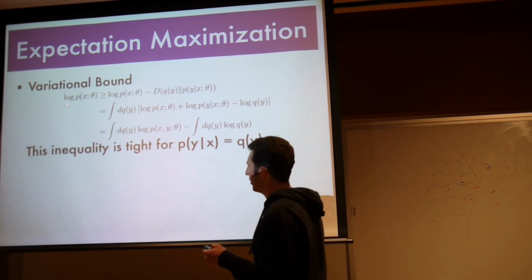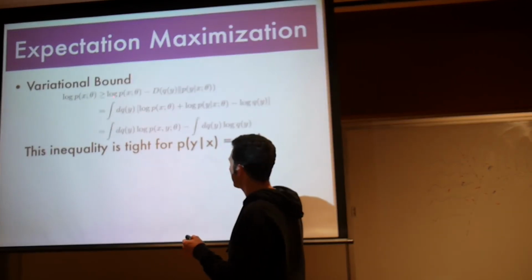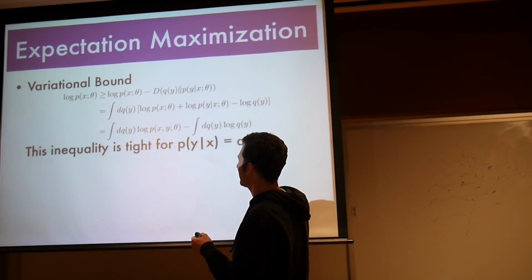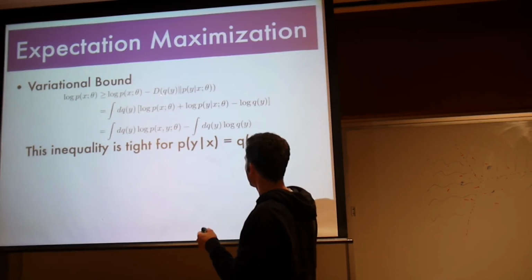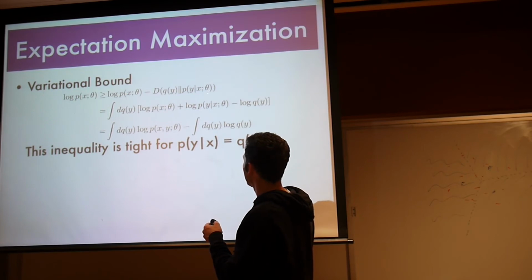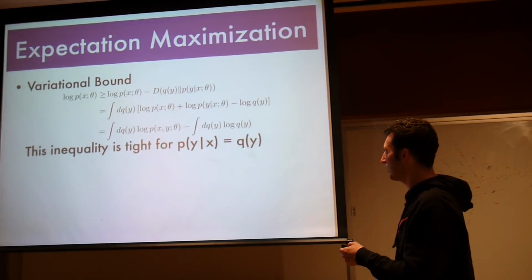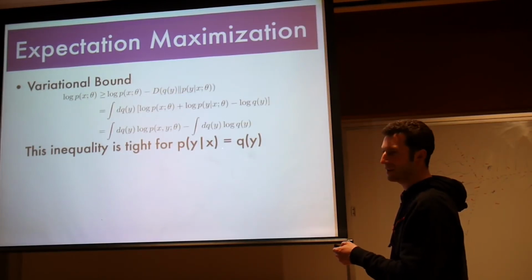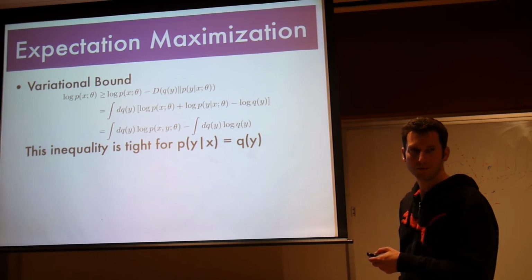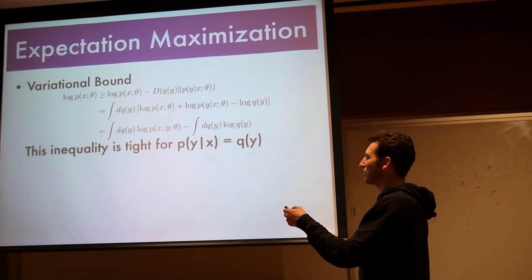So I can write the log of p of x given theta that's greater or equal than the log of p of x given theta minus the KL divergence between any arbitrary distribution q of y and p of y given x and theta. Well, I can always do that. And the other thing, of course, you can immediately see is that this is tight for q of y equals p of y given x. Right? Because then, on the left and right, I have the same quantity, and in that case, the KL divergence vanishes.